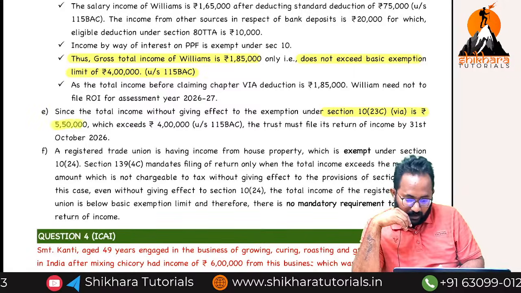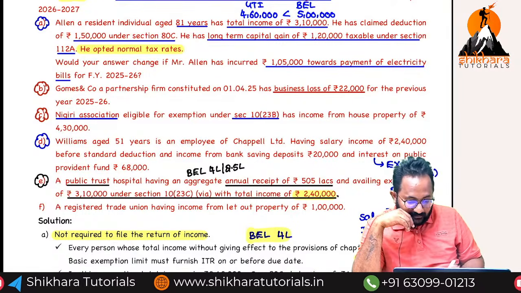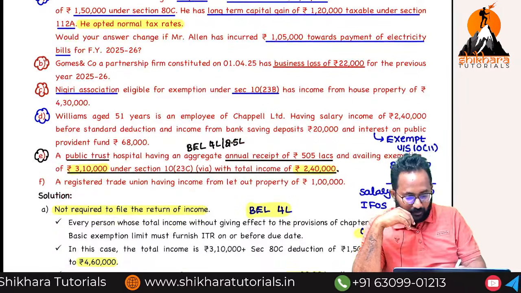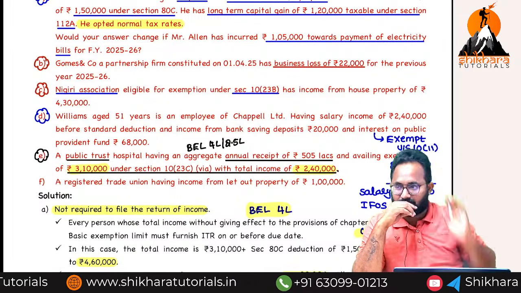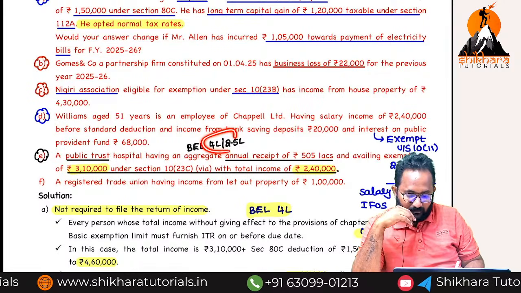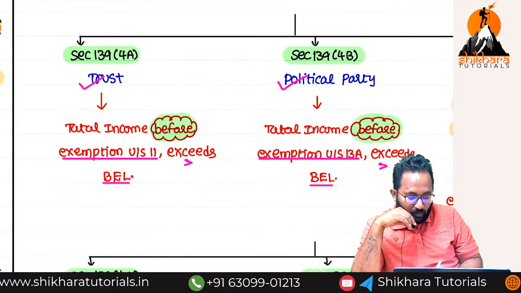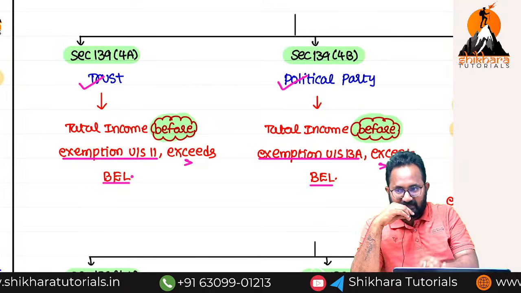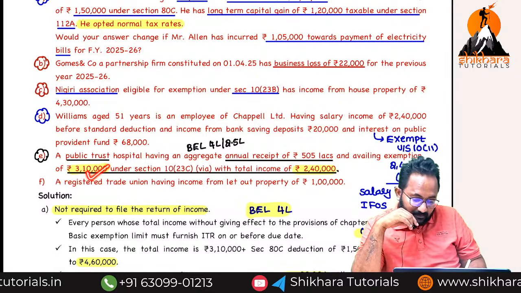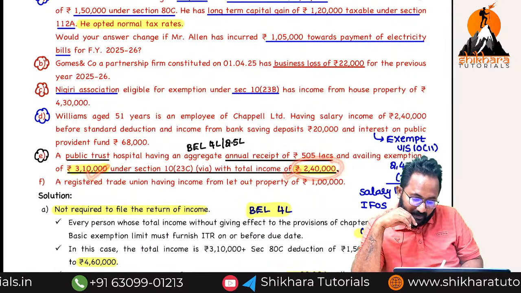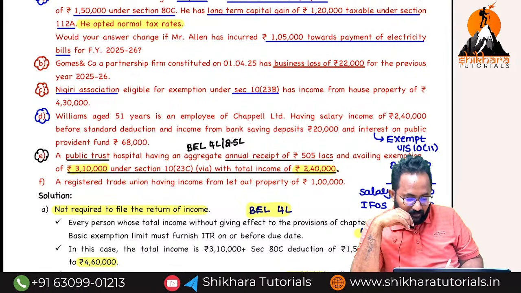5,50,000. After exemption, this is a total income, but before exemption, what is the total income? 2,40,000 plus 3,10,000. What is the total income before exemption? 5,50,000. That is more than the basic exemption limit or not? Yes. We have to check the total income before exemption under section 11. Here exemption taken 3,10,000. After exemption total income is 2,40,000. But before exemption 5,50,000. Understood?